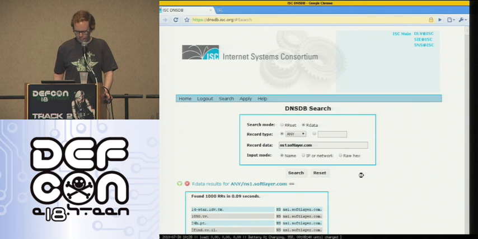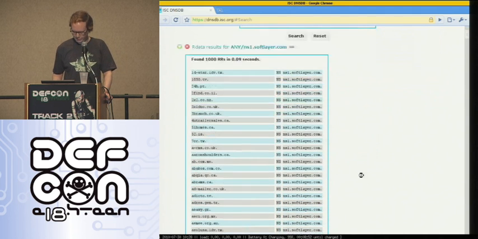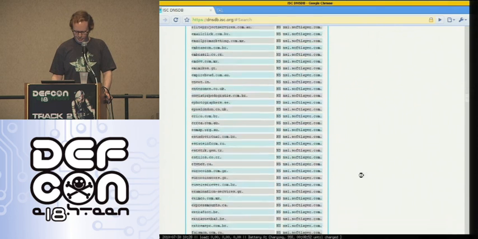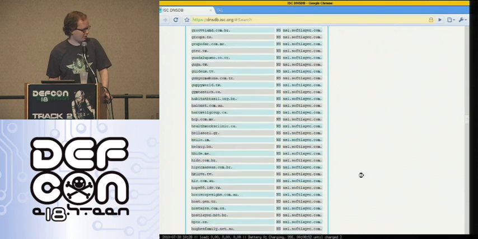And here are 1,000 records. This probably tripped over the maximum limit that the web interface has, so they must have a lot more than that. So we see all these different domains hosted by them.